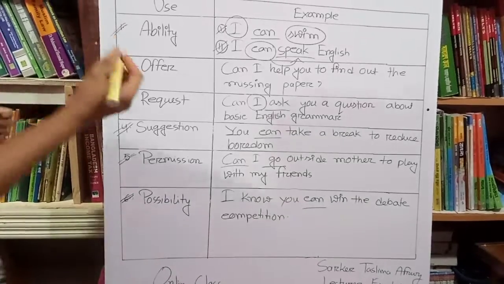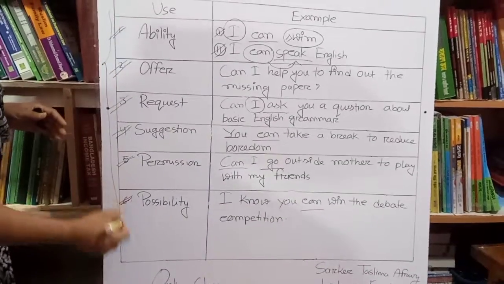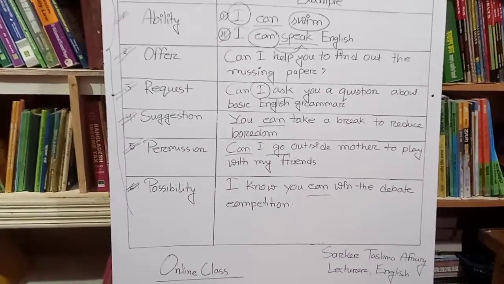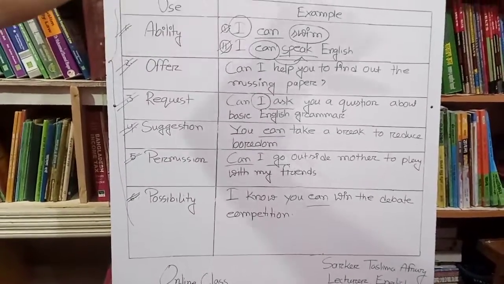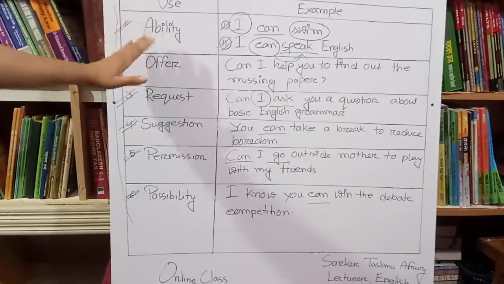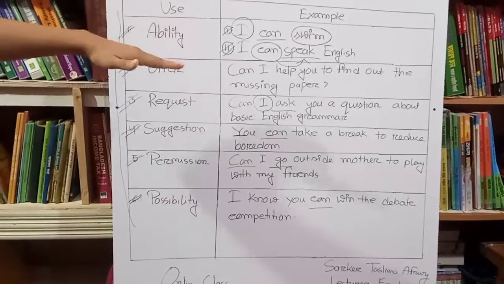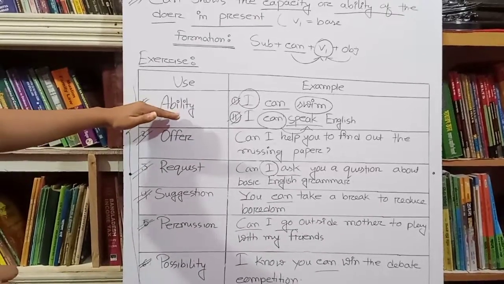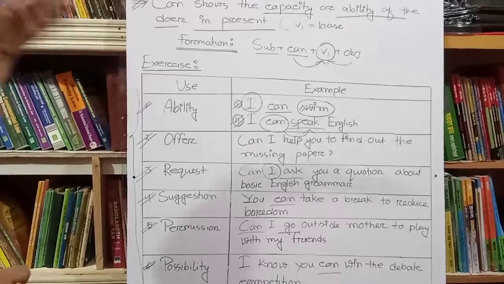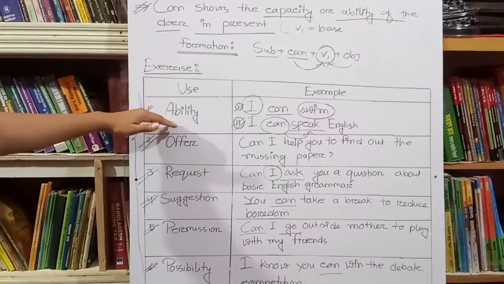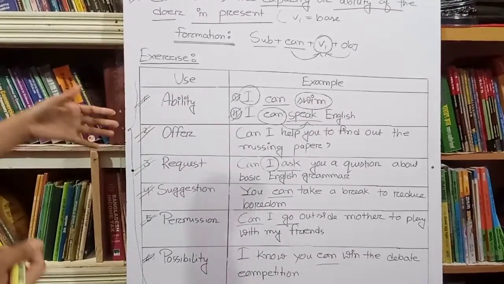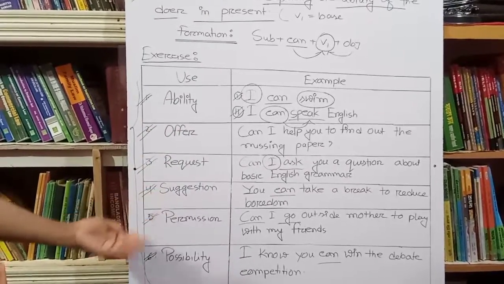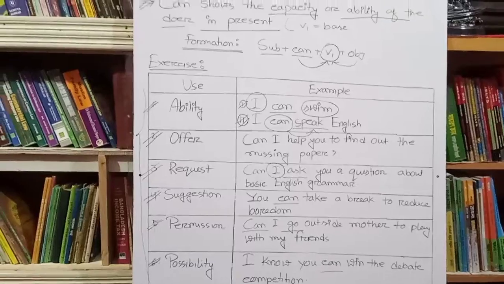So dear learner, use this can as much as possible in your writing or speaking, because all the formations are the same. You just have to remember the uses, where to use and how to use. Remember, I will repeat once again: you can use can to express someone's ability, offer, request, suggestion, permission and possibility.